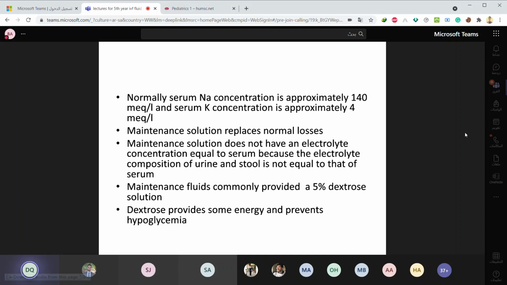Normally serum sodium concentration is approximately 140 milliequivalent per liter, and serum potassium is 4 milliequivalent per liter. This is the normal in our serum. Maintenance solution replaces normal losses. Maintenance solution does not have an electrolyte concentration equal to serum because the electrolyte composition of urine and stool is not equal to that of the serum. Maintenance fluids commonly provide a 5% dextrose solution to prevent hypoglycemia and to give some nutrients and energy. Dextrose provides energy and prevents hypoglycemia, as I said.